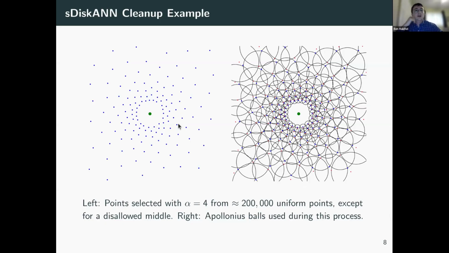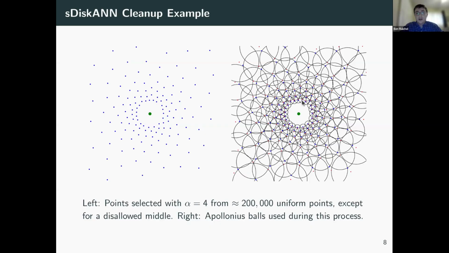So here's a simple example showing how it sparsifies the graph with respect to V. Here, V is this green vertex. Originally, we started with a point set which was sampled uniformly at random from the square with 200,000 points. Although we hollowed out a little region around V just so the visualization is nice, other than that, it's a uniform random sample from the square of 200,000 points.